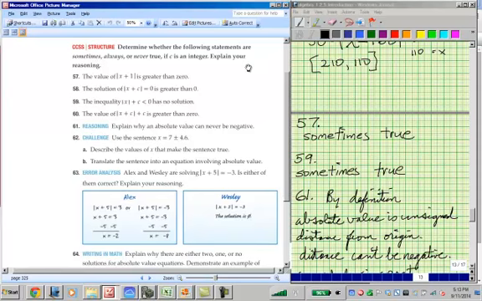61. Explain why an absolute value can never be negative. Well, by definition, absolute value is unsigned distance from the origin. Distance has no sign. It can't be negative.